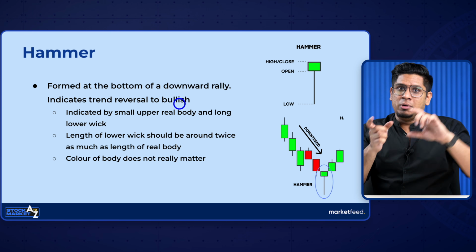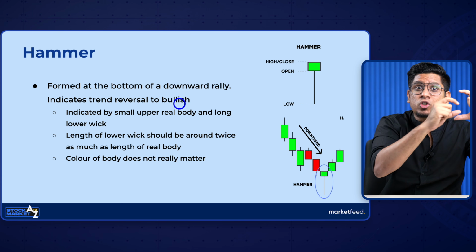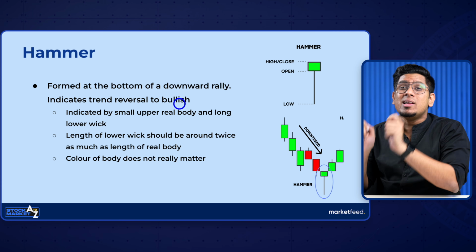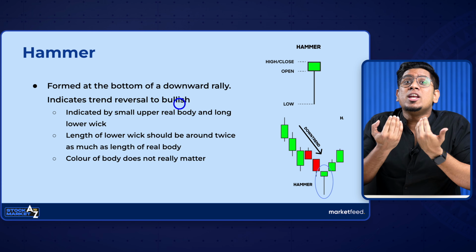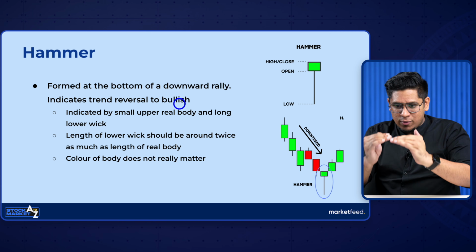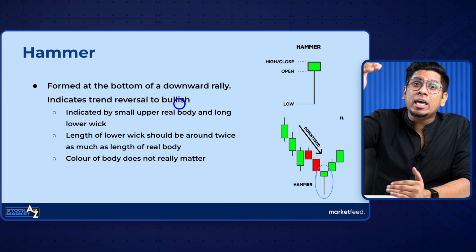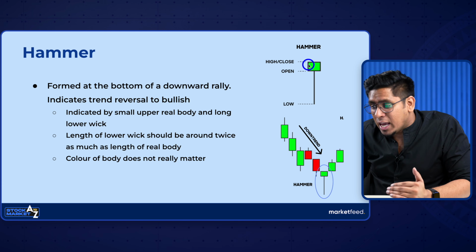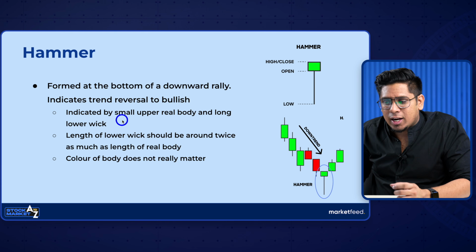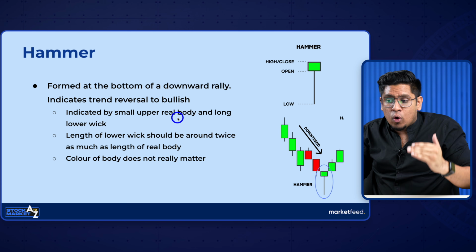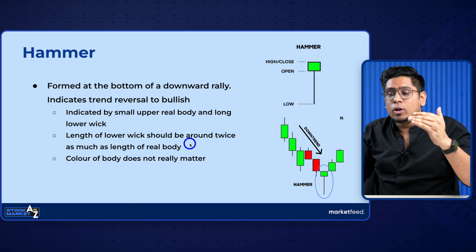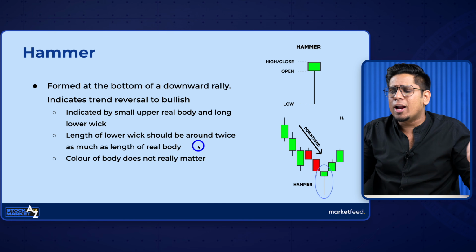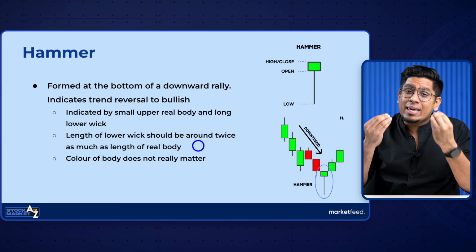In a spinning top, there was indecision as to whether buying or selling is happening in the market. But if you look at a hammer, you can clearly see that buyers are winning over the sellers. That is why even after creating a low, there was so much buying over sellers that the price moved back up and it closed at the high of that time period, right? So it is indicated by a small upper real body and a long lower wick. Length of lower wick should be around twice as much as length of real body, and color of body does not really matter. It can even be a red candle.